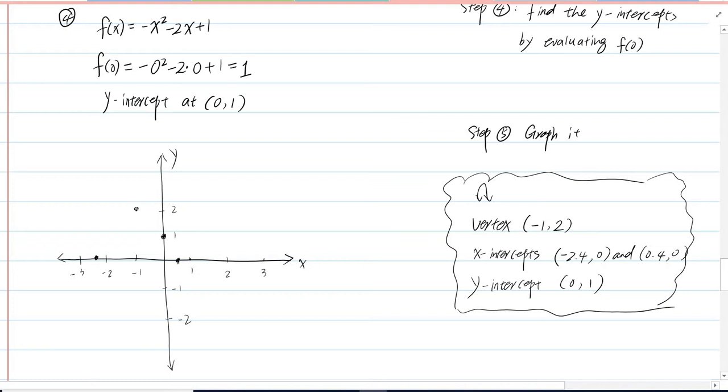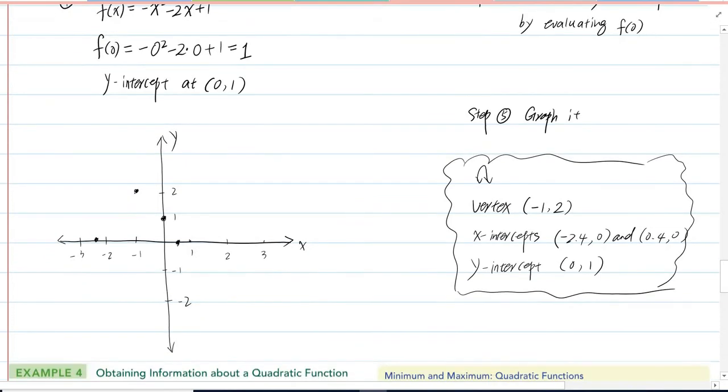Once we have all those points, we know this is going to look something like this. Here we have the axis of symmetry. If you want to label it, you can. Okay, you complete your graph.